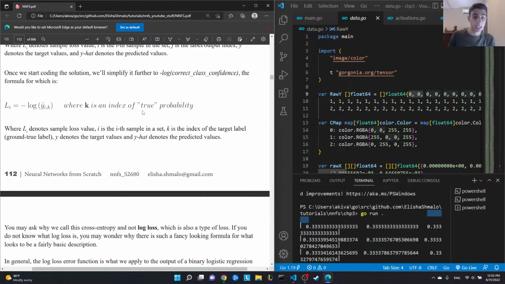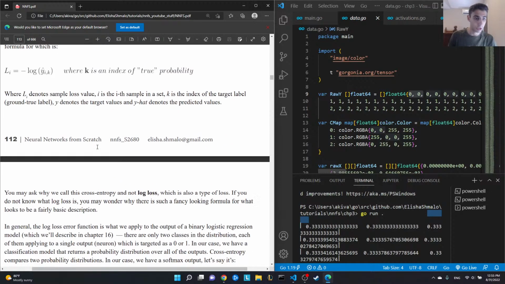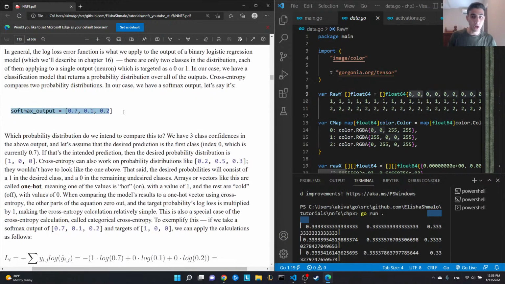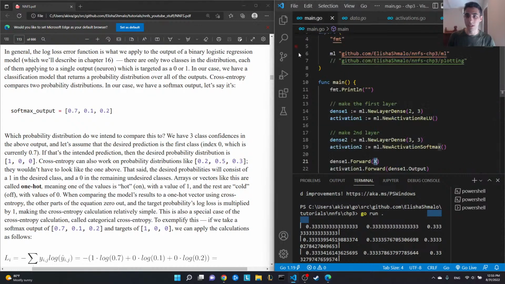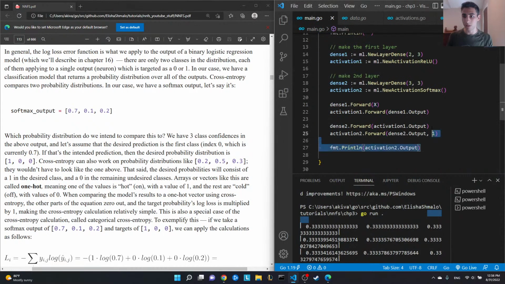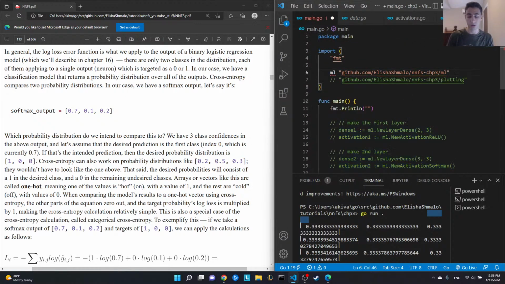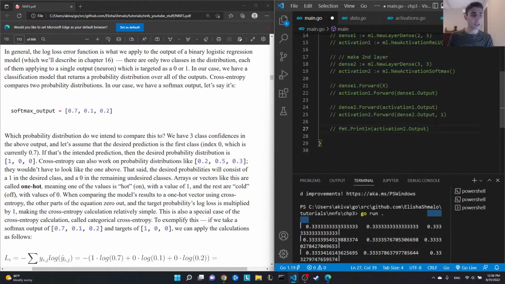Where k is an index of the true probability. So you'll see exactly what this means once we start coding. Okay, so let's take a look at the actual code, and let's bring some real examples here. Let's go to main.go, and let's comment out all of our code so that we can start playing around and get a sense for how the categorical cross entropy loss works. So imagine we have some softmax outputs. Let's call it softmaxOutputs, colon equals a list of float64.